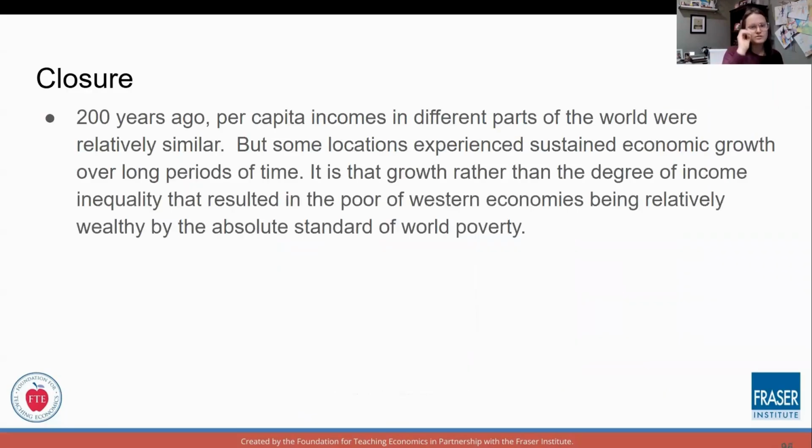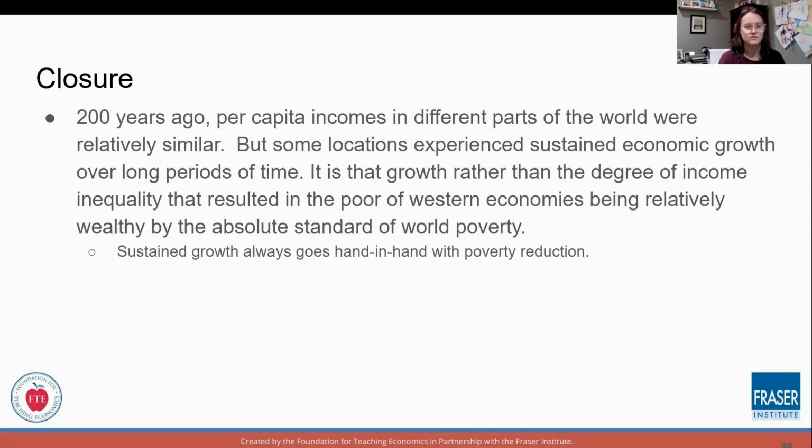So with that, 200 years ago, per capita incomes in the world were all relatively similar, but some locations experienced sustained economic growth, and a lot of that is tied to your economic institutions. And so what economists have found is that changing your economic institutions and experiencing economic growth reduces poverty by 4/5 compared to redistribution. So it's huge gains from actually lifting people out and changing the economic institutions they're experiencing.